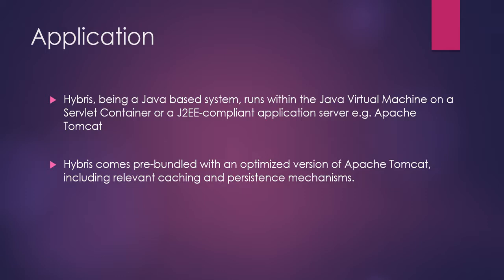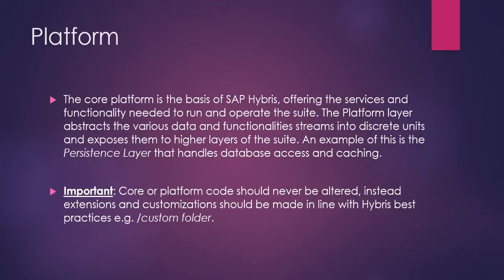The next and arguably most important element is that of the platform. This is the core of the SAP Hybris offering, the services and functionality needed to run and operate the suite. The platform layer abstracts the various data and functionality streams into discrete units and exposes them to a higher layer of the suite. An example of this is the persistence layer that handles database access and caching.